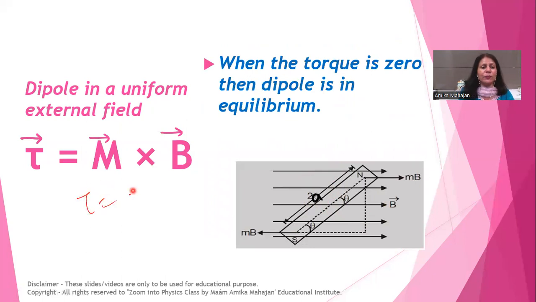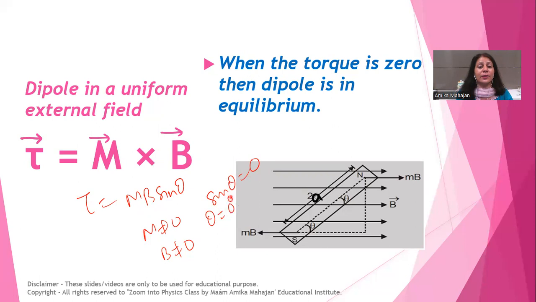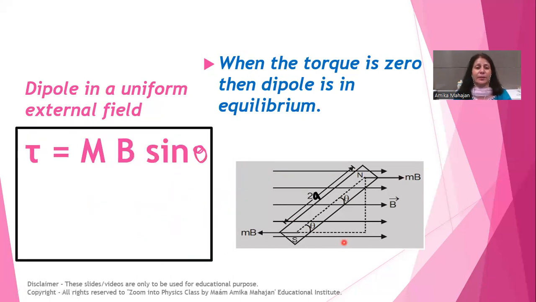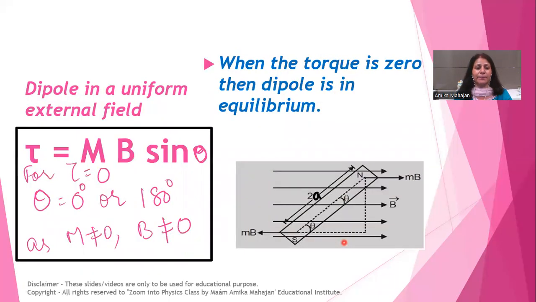So what is the magnitude of torque? MB sine theta. We know that M is not equal to 0, B is not equal to 0. So sine theta will be 0 to have torque equal to 0, or theta will be either 0 degree or 180 degree. That means the bar magnet's dipole moment should be parallel to the field or anti-parallel to the field. Then only the dipole will be in equilibrium.